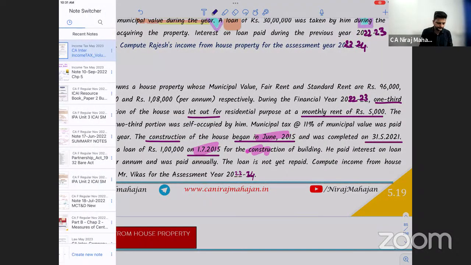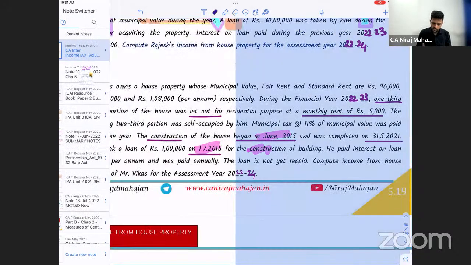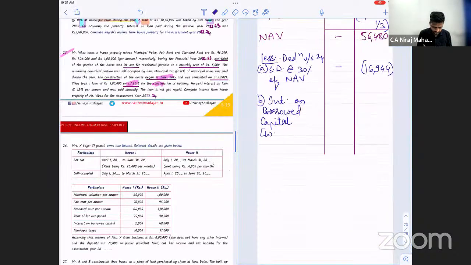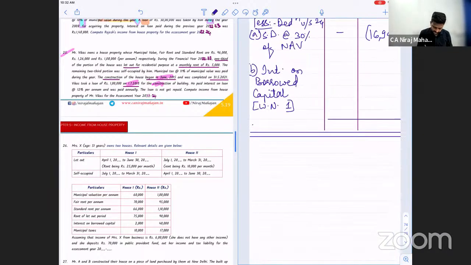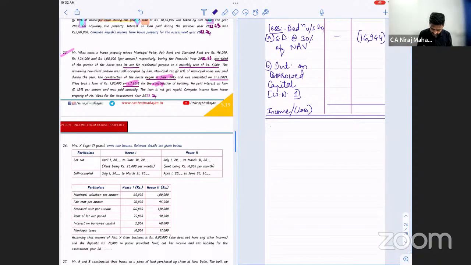So write down. Working note 1. Okay, everybody. And then again, whatever after that we have, will be income or loss from house property. Fine till here, working note. And then again, total, leave one line. Total income or loss for house property, leave 2 lines. Okay, and then working notes.